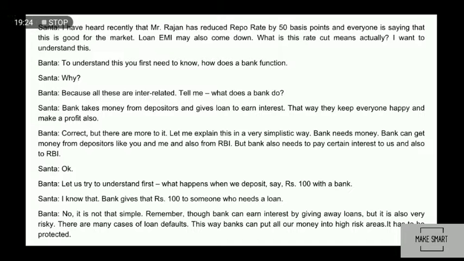Remember, though bank can earn interest by giving away loans, it is also very risky. There are many cases of loan default. This way bank can put all our money into high risk areas. Our money has to be protected. Santa asks, how?